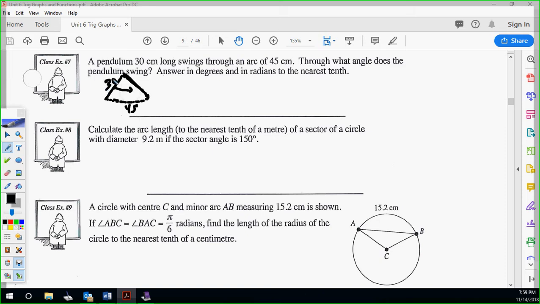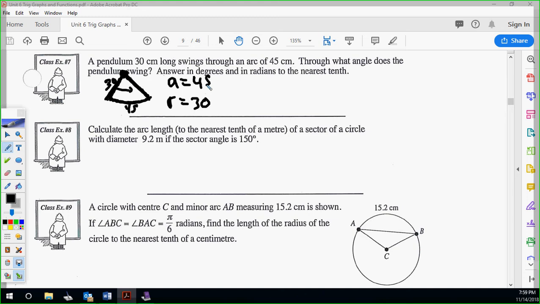So let me take a step back here. Remember, we're trying to figure out what A and R is. Okay, so it's going to be the radius. So 30 is the radius. If you can kind of see it, this is the point of the center right here, right? So this length right here, that's the radius coming down to the arc length. And here's your arc length. Okay, the arc length is 45, so that's your A.